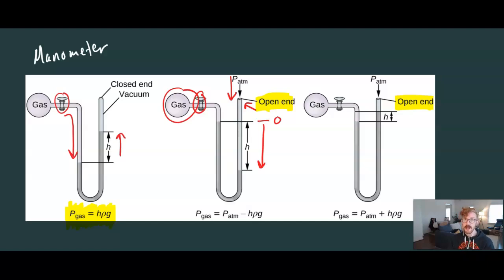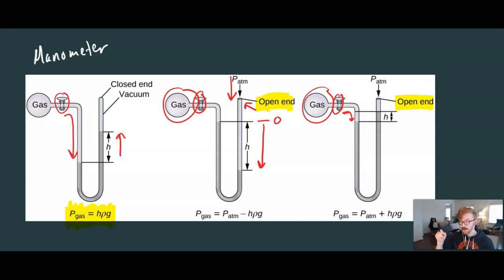That means that the gas pressure is equal to that of atmospheric pressure. Now, in the case where the gas sample, when opened to the manometer, is greater than 1 atmosphere of pressure, then it has to overcome the force of the atmospheric pressure, but also it'll push just a little bit beyond that.